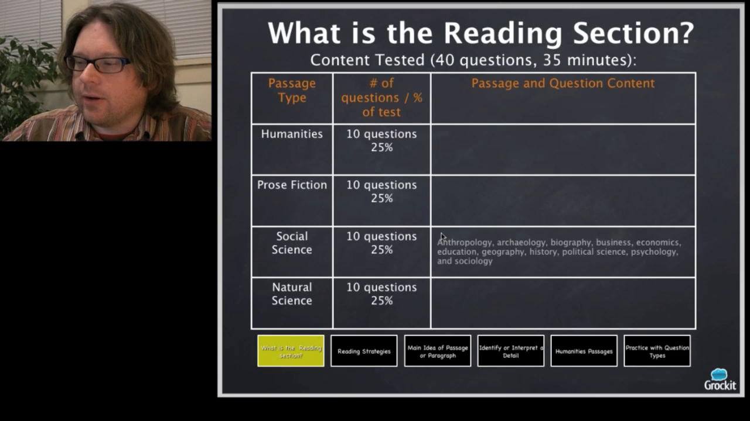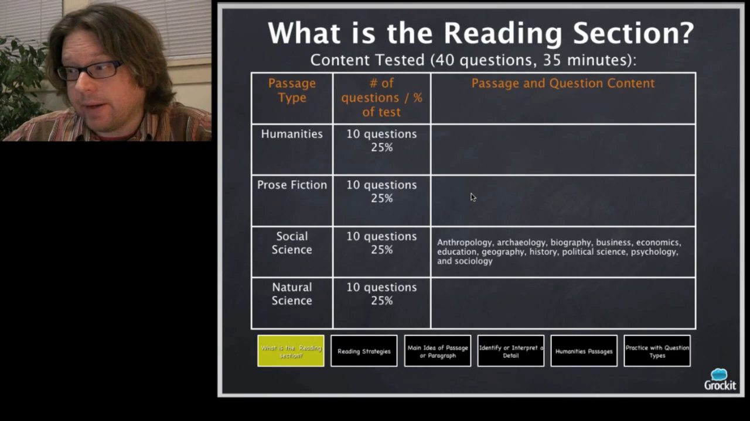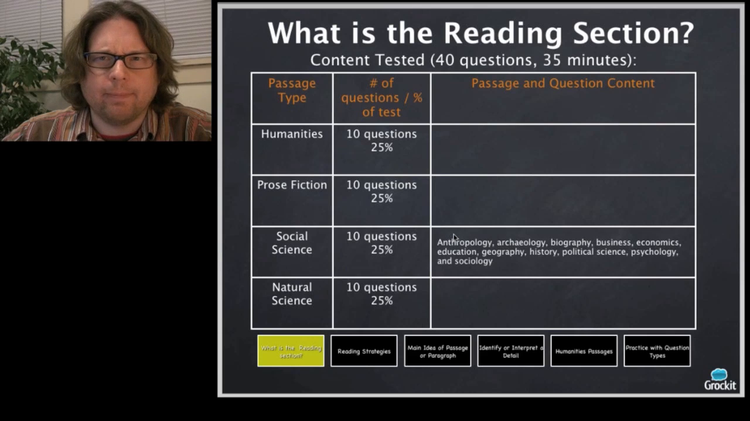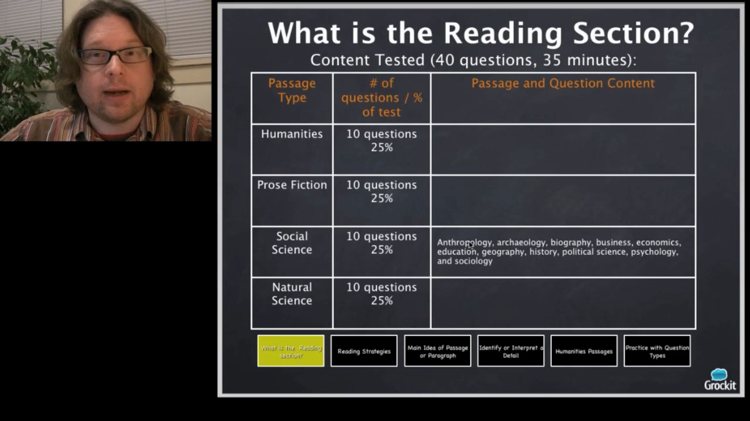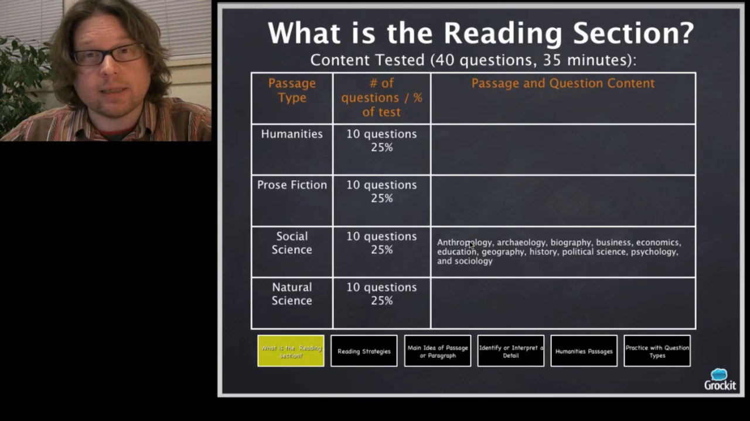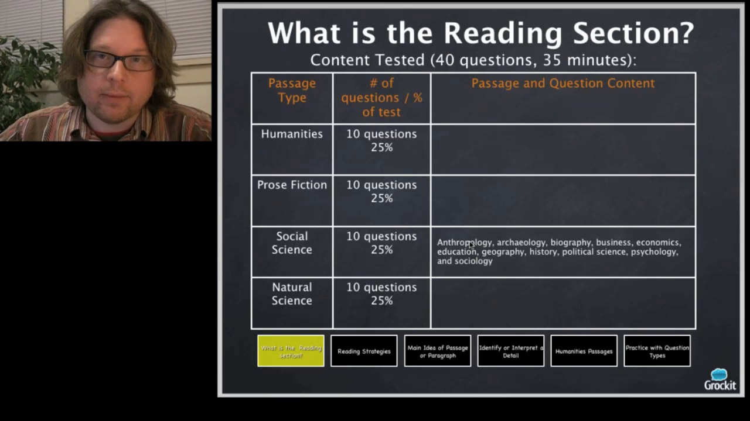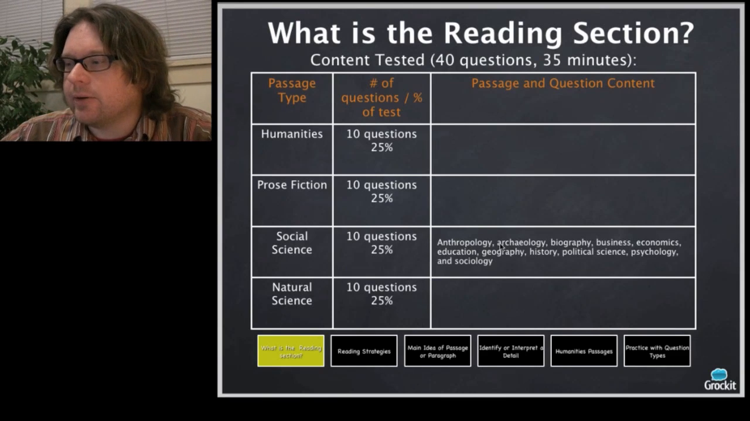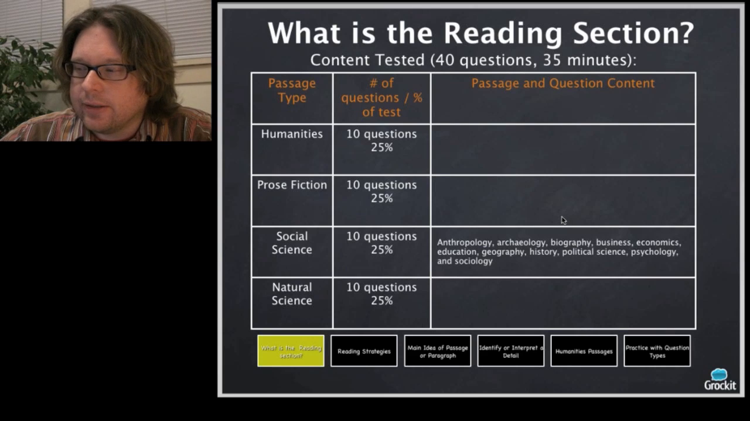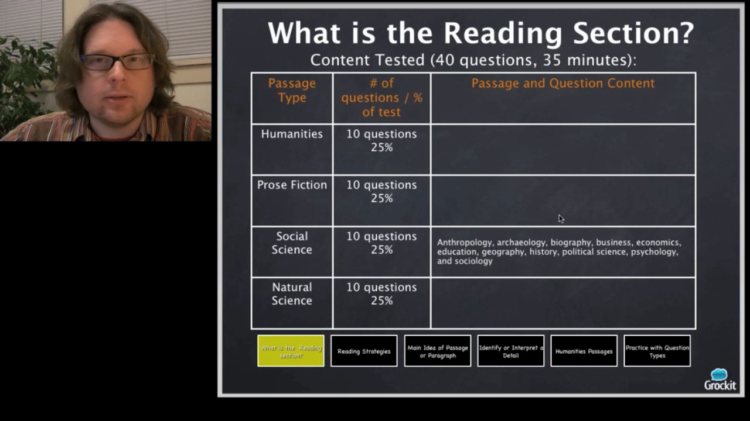Social science, you get another long list. Anthropology, archaeology, biography. Anthropology is the study of humankind specifically. Entomology is the study of bugs. Okay, so anthropology is the study of humankind, but it does include the social aspects as much or more than the biological aspects. So anthropology, archaeology, biography, business, econ, education, geography, history, political science, psychology, and sociology.